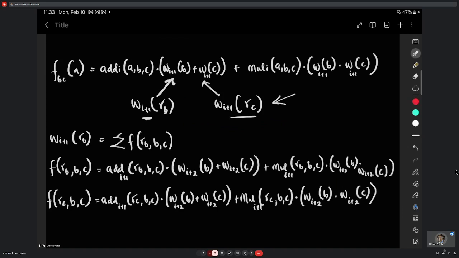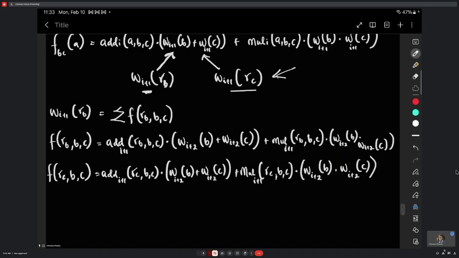But is it clear now? It's clear now, right? So basically this is for RB. Then for W_{i+1}, I'm just trying to rewrite this one so that we'll have both of them here. W_{i+1} evaluated at RC is the summation of F, RC, BC. So you can think of this guy as this guy, or you can think of this guy as this guy, right?